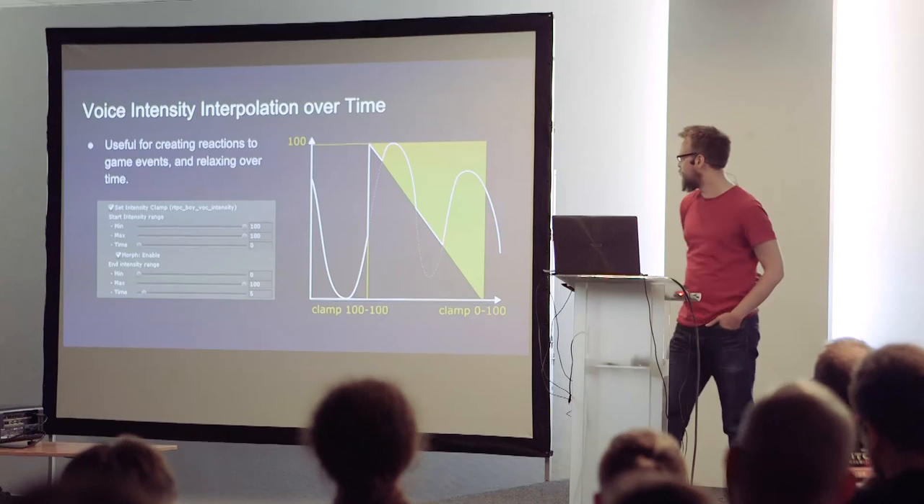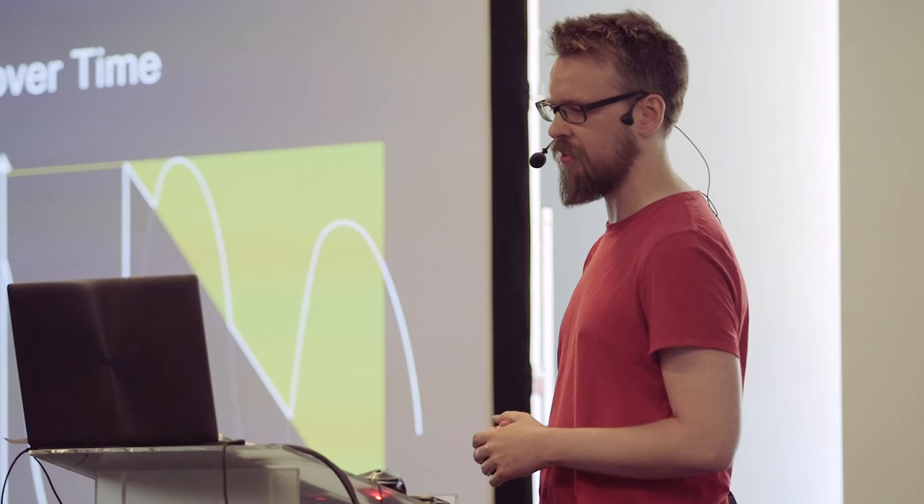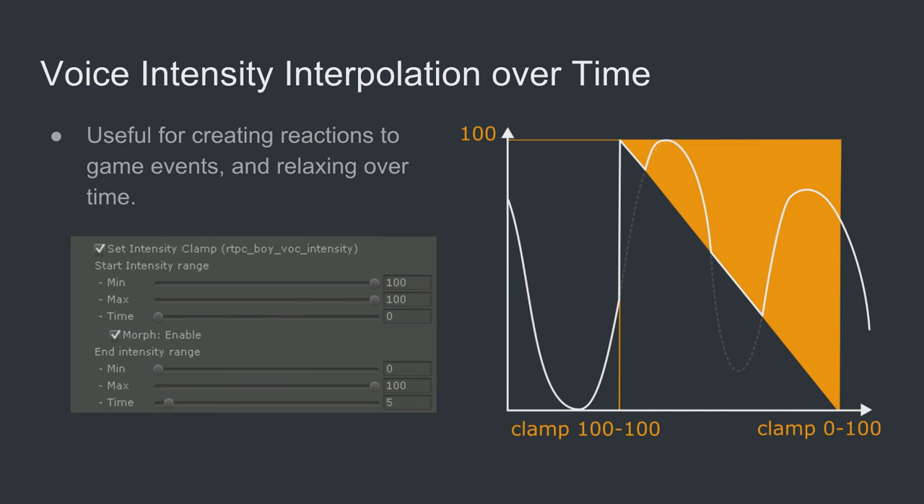We can do the same thing, but over time. So if we just want him to be super scared and then relax, regardless of where he is in the scene, we set this morph flag, and we can say, okay, he starts out clamped to maximum intensity, and it'll just relax over 5 seconds, and it'll get back to wherever he is physically at that point.